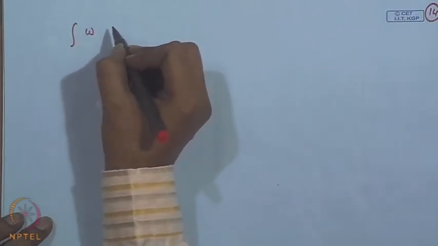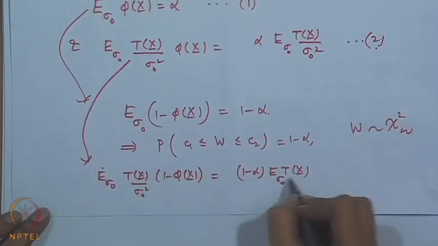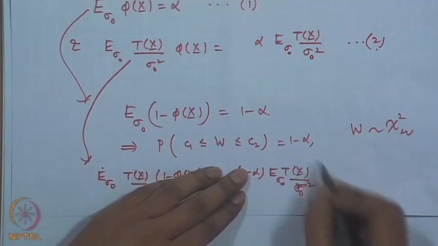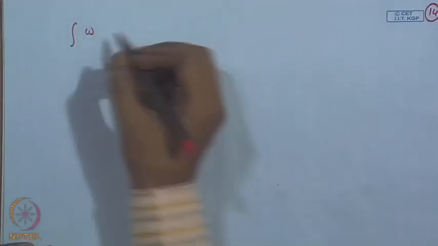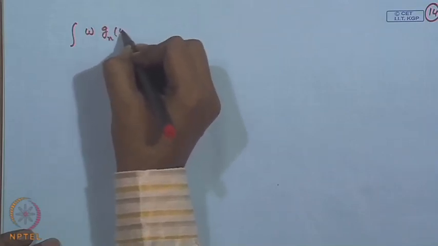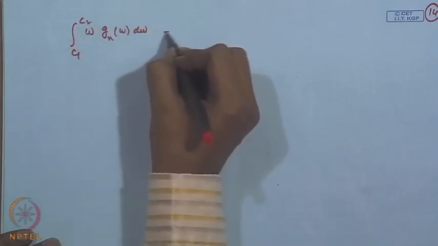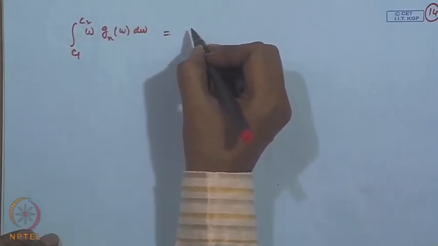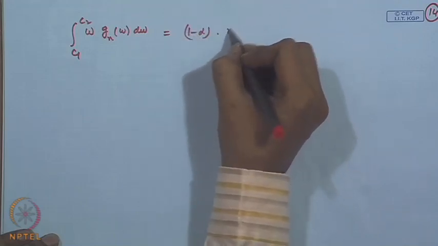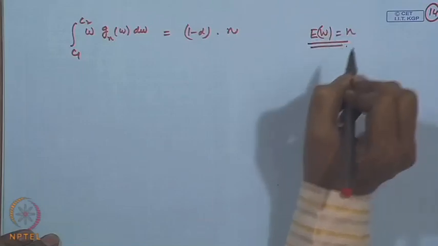the integral of W, and of course, we are also considering division by sigma naught square. So, this is W here. So, this is W into the density function of a chi square variable on n degrees of freedom from C1 to C2. This is equal to 1 minus alpha times n, because the expectation of W is n.